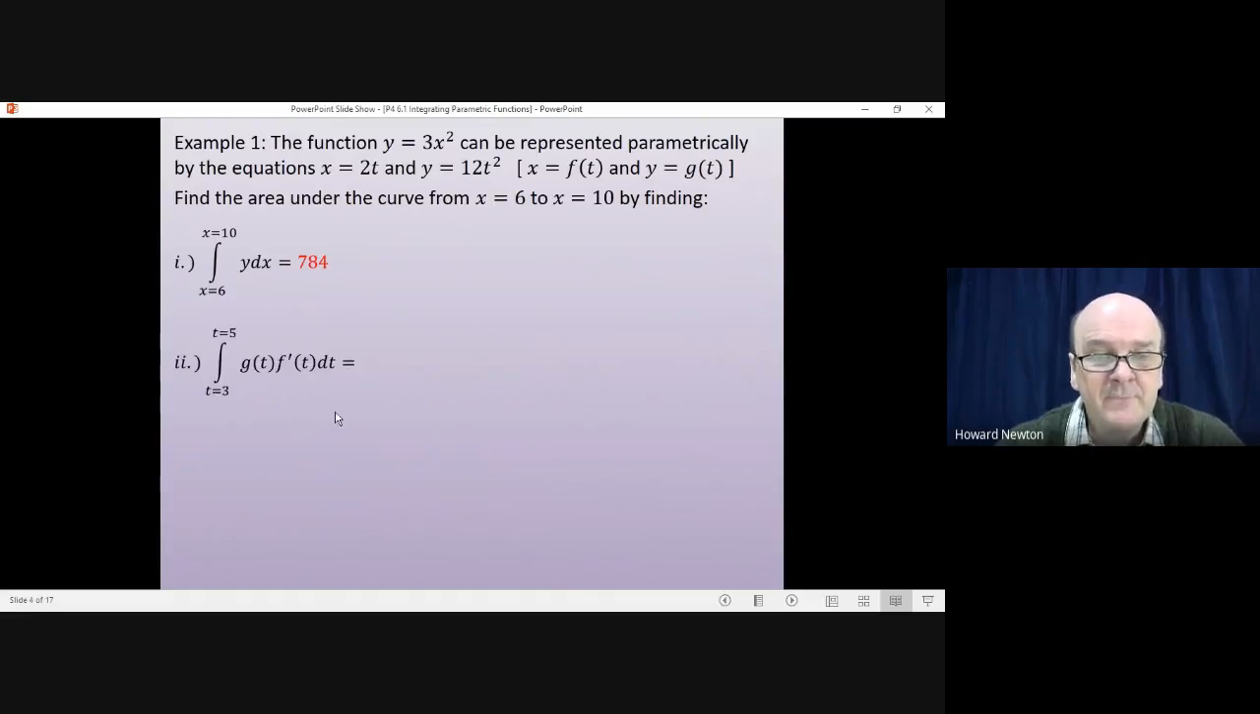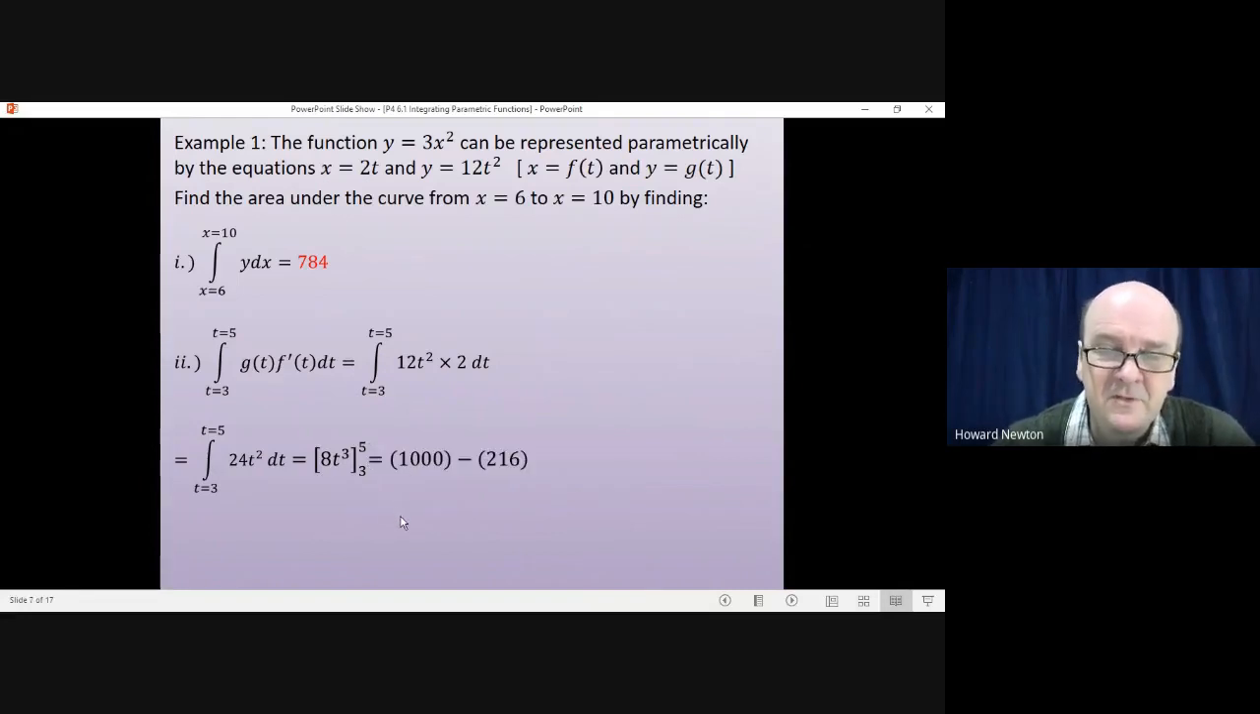Now, doing the same question again, but this time integrating parametrically. So g of t, that's the function for y, which is 12t squared. F dashed of t, that's the differential of the function for x, so it's the differential of 2t with respect to t. So g of t is 12t squared. The differential of f of t will be 2. Multiplying those together gives us 24t squared. Integrating that with respect to t gives us 8t cubed. And then putting in t equals 5 and t equals 3 gives us 1,000 minus 216, which gives us 784 again. So same answer as before.